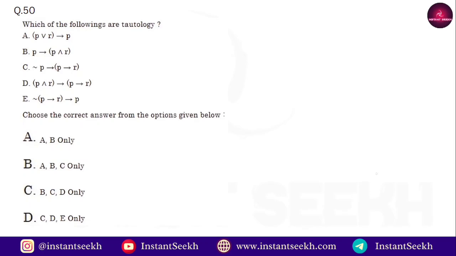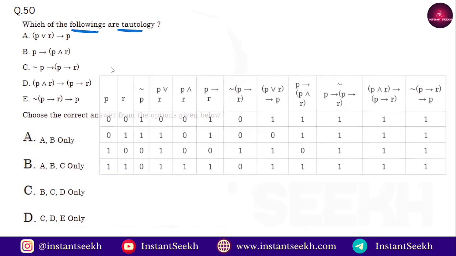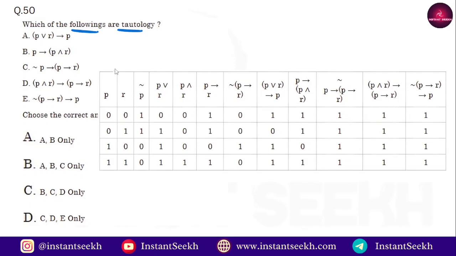Let's start with question number 50. Which of the following are tautology? The following expressions are given. First of all, let us formulate the truth table for all these expressions. I have formulated the truth table. We have P, Q, R, then negation of P, P or R, P and R, P then R. Then we have negation of P then R.